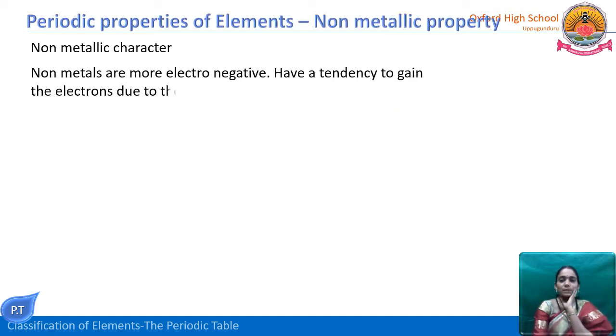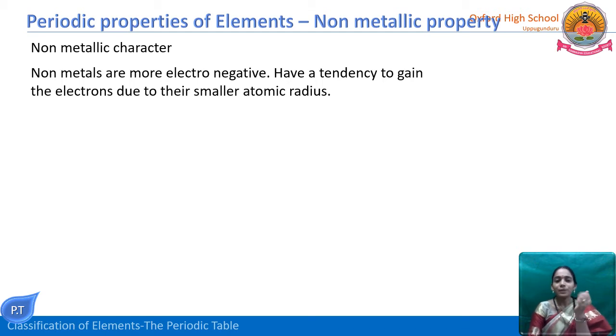One more property let us see, that is non-metallic property. We have studied about metals. Let us study about non-metals here. Non-metallic character: non-metals are more electronegative, whereas metals are electropositive. Electronegativity is nothing but the tendency to attract the electrons.